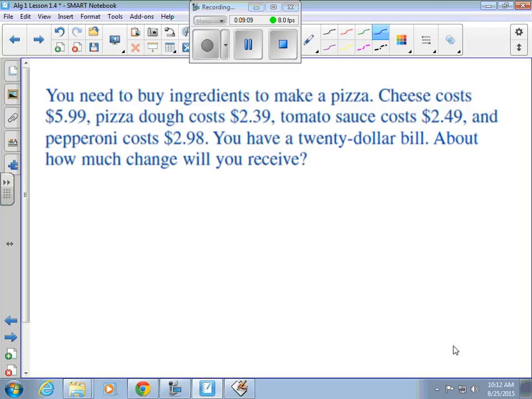Again, use rounding just to get close. You don't have to have exact figures. Take about a minute or so to go through that one.